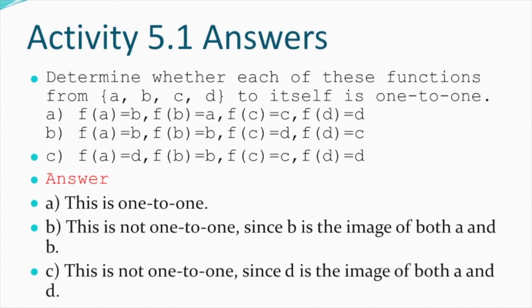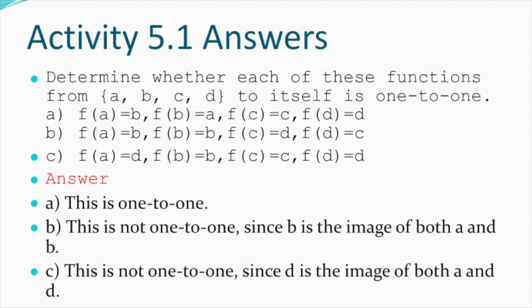For the first function, you look and you see there is a mapping from element A to B, B to A, C to C, D to D. Even if you draw it the same way I did, with A, B, C, and D on each side, you will find that A is mapped to B, B is mapped to A, C to C, and D to D. So this is a one-to-one function.